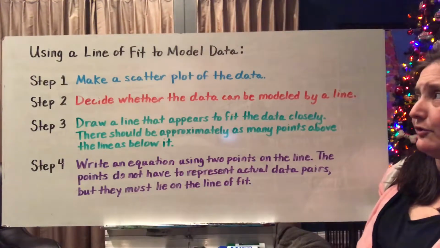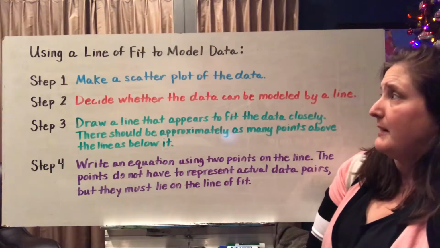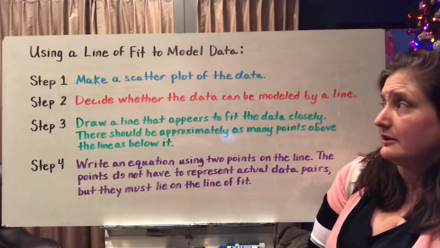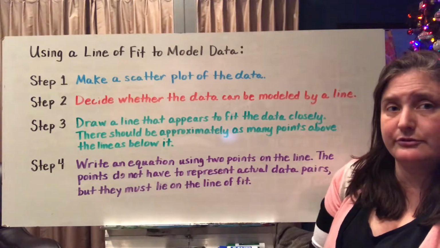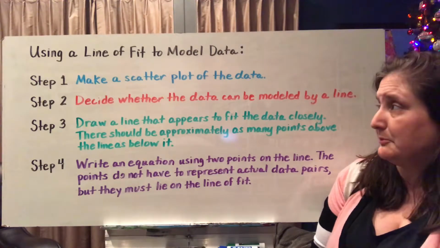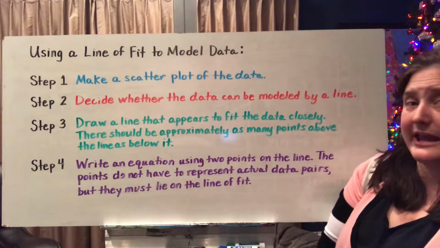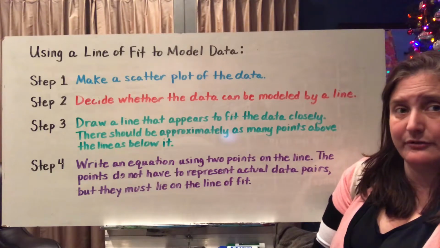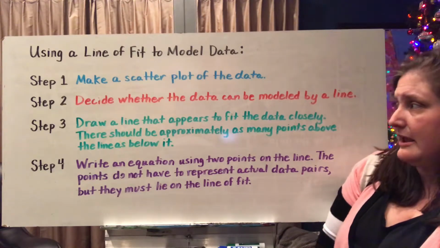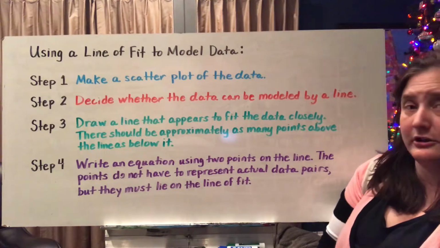So what if you're going to use a scatter plot and a line of fit to model data? The first thing that you want to do is make your scatter plot of the data. So create a graph, put all your data points on the graph. Then you want to decide whether the data can be modeled by a line. Do I see a positive or a negative correlation? If I do, I want to draw a line that appears to fit the data closely.